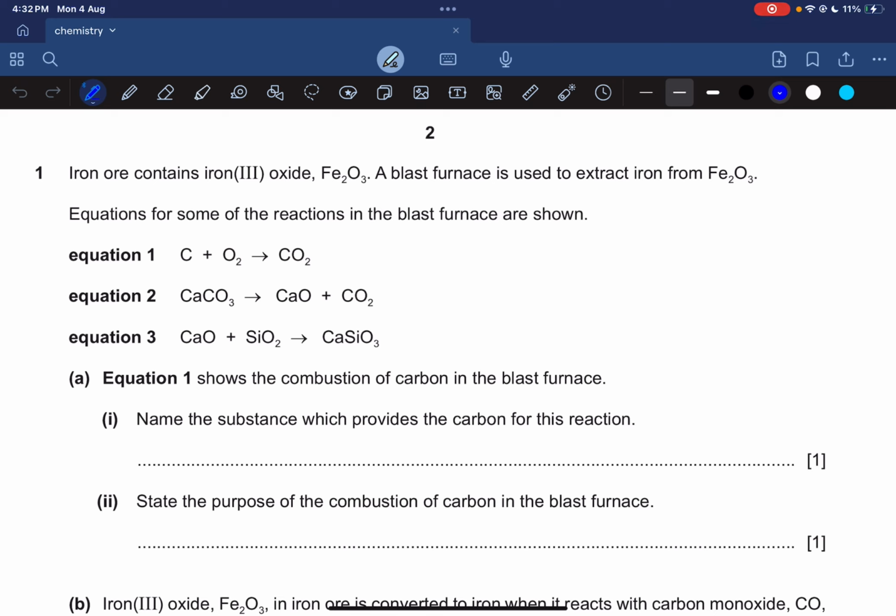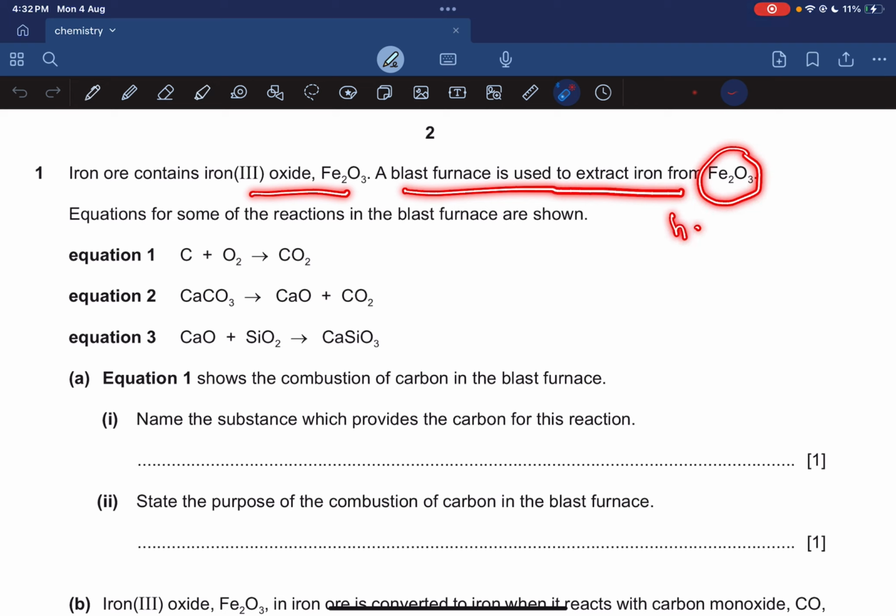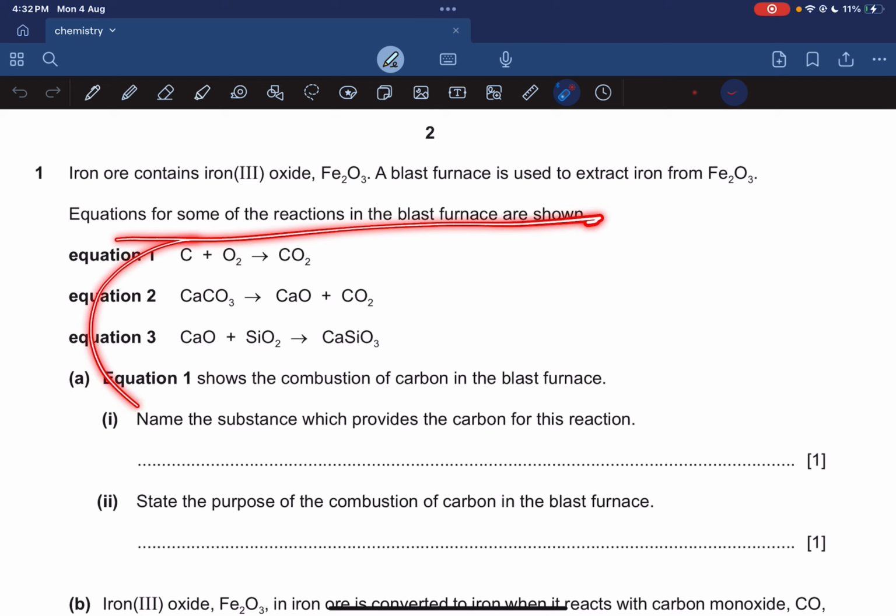Okay, so let's get started with the first question, which says: iron ore contains iron(III) oxide, Fe2O3. A blast furnace is used to extract iron from Fe2O3. This oxide is called hematite, and it is an oxide of iron. The equations for the reactions in the blast furnace are shown. You should be good enough to know these three equations.